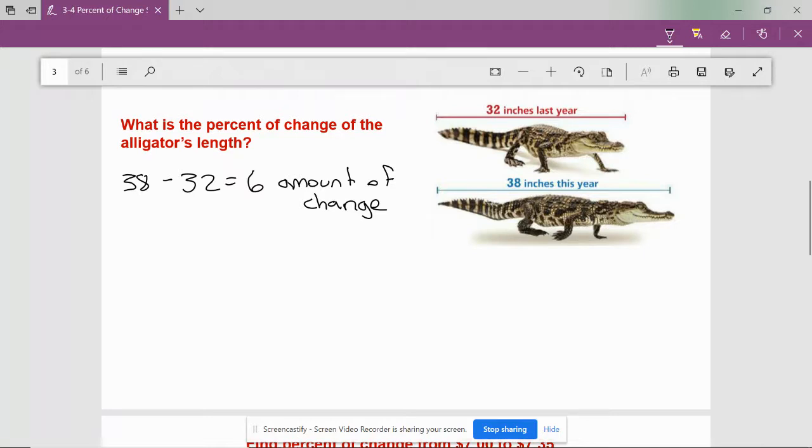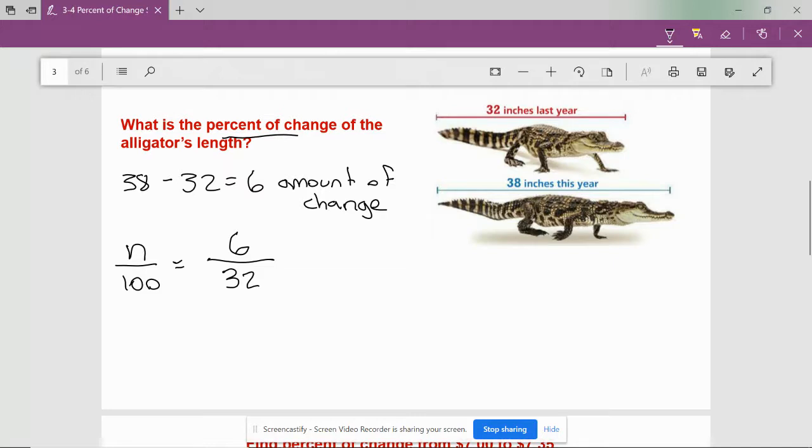Let's fill that into our equation. We're looking for the percentage, so that is our variable. That goes over 100, and it's going to be equal to our amount of change, which is 6, divided by our original length, which is 32 inches. So that's going to be 32.